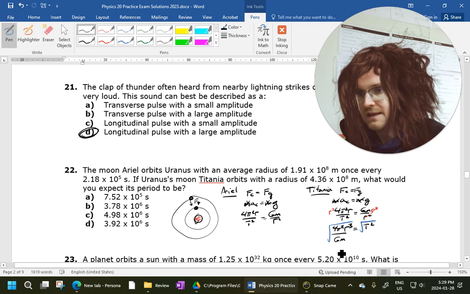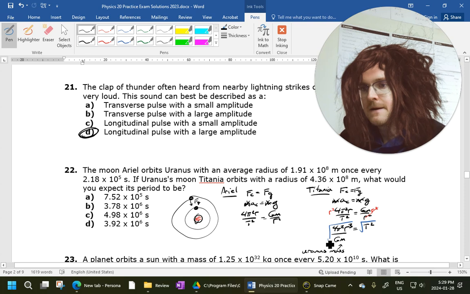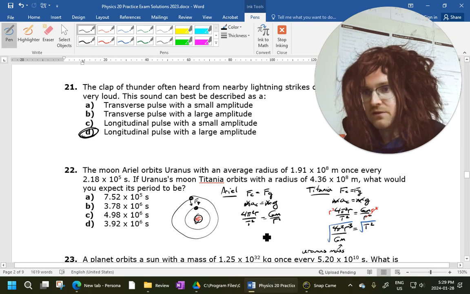But this is important, I need this. That's the mass of Uranus. Right, so that's what I need. So I need to go over here and I have to solve for that mass.